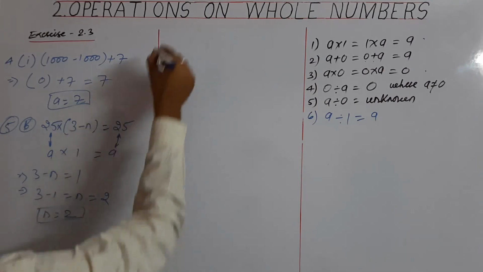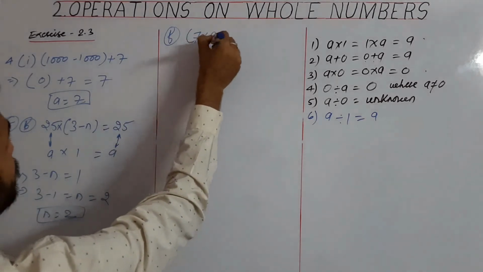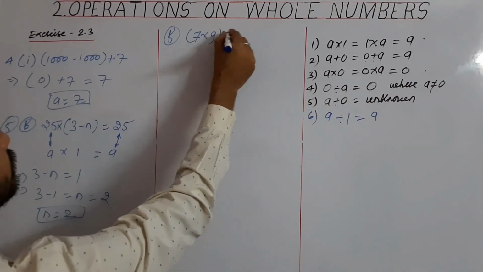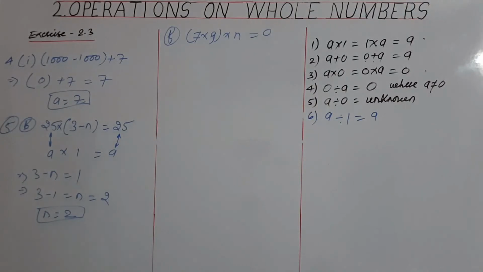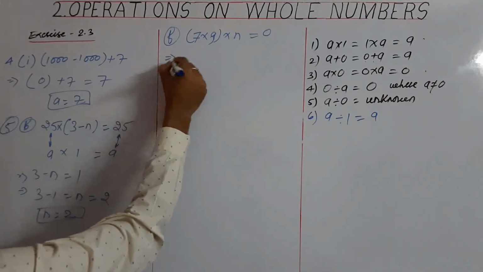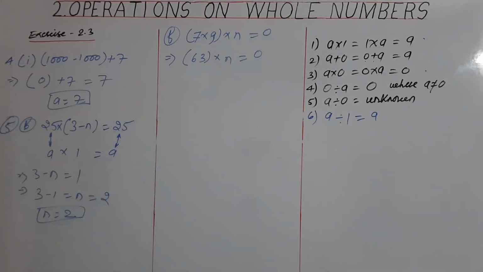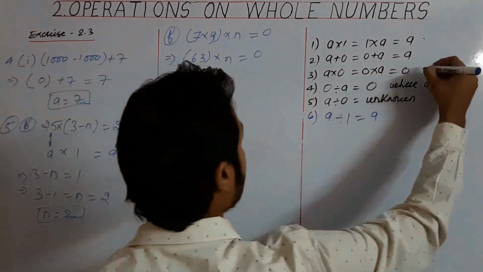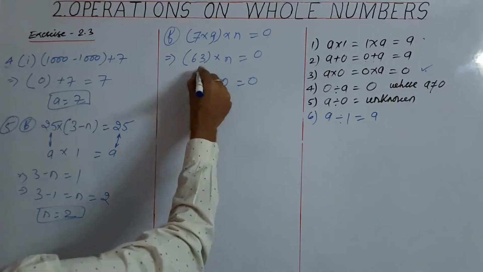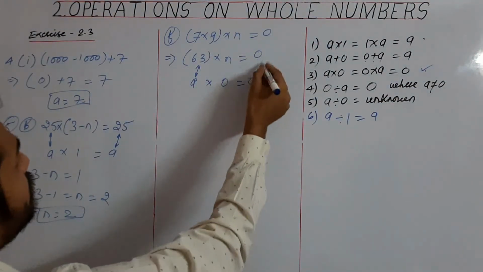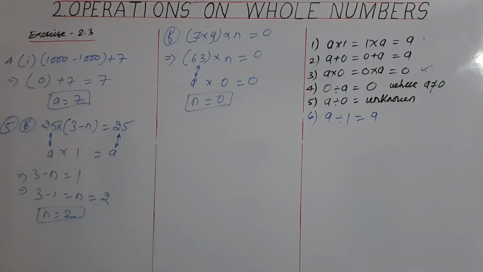Next, F. 7 into 9 into n equals 0. After solving, 63 into n equals 0. This is similar to the third property, a into 0 equals 0, where a is 63. Here we have 0. So the value of n will be 0.